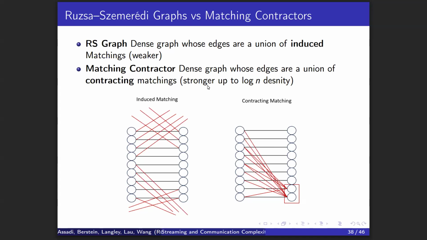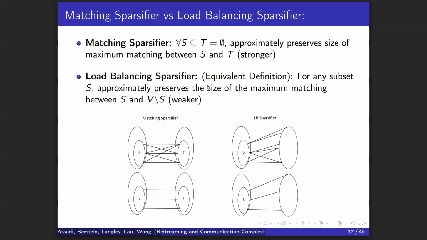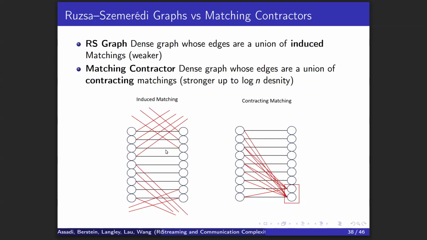So that's sort of to answer Eric's previous question. That's the reason why we look at this sparsifier problem: it is closely related to the matching sparsifier problem. And just like the matching sparsifier problem, which is shown to be equivalent to the existence of dense Ruzsa-Szemerédi graphs, we show that the load balancing sparsifier problem is equivalent to the existence of these dense matching contractor graphs.